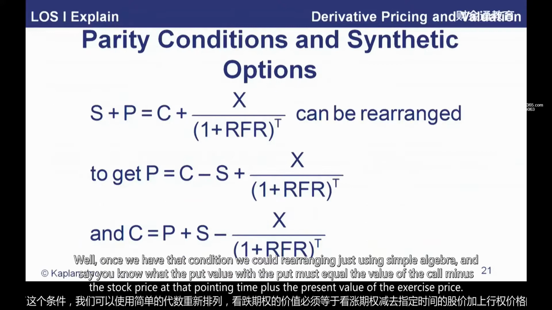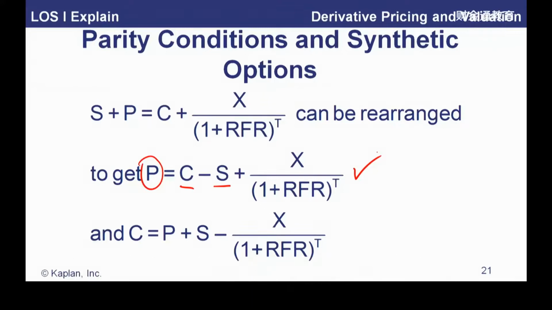Once we have that condition, we can rearrange it using simple algebra and say the value of the put must equal the value of the call minus the stock price at that point in time plus the present value of the exercise price.